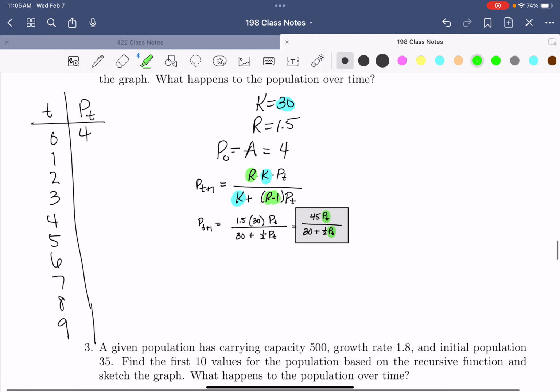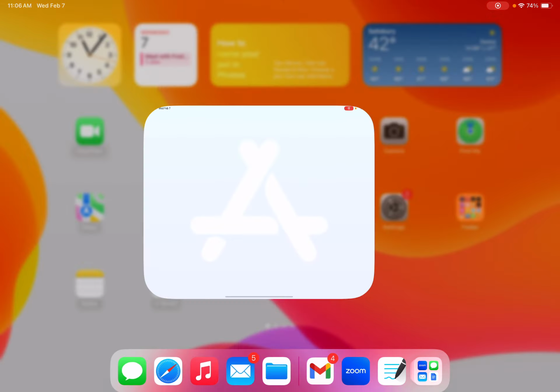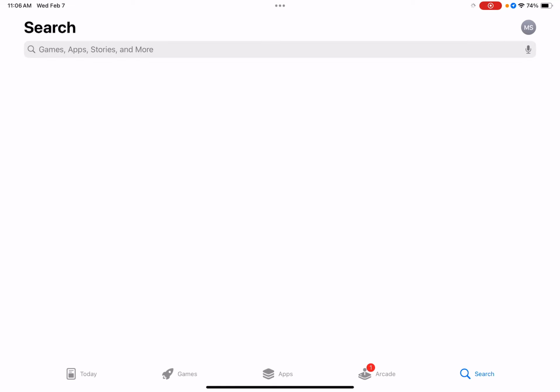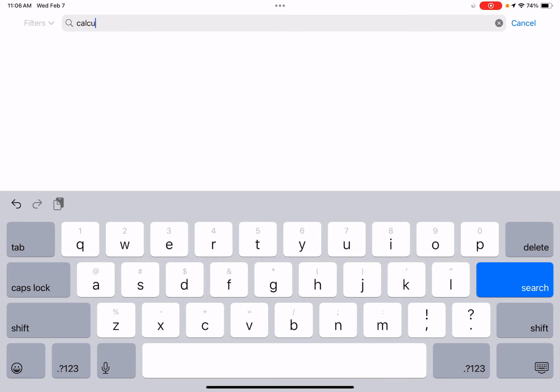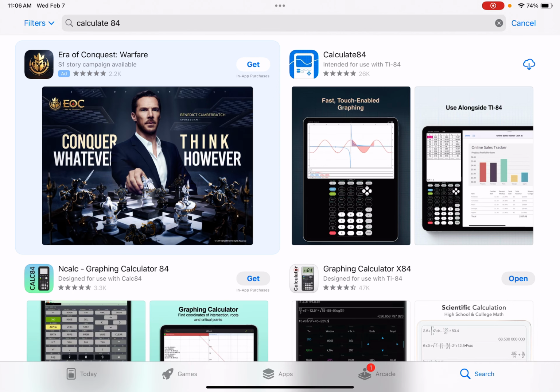Okay. Now I am going to show you how to do that. And the easiest way to do that is by downloading an app for you. Your best bet, if you don't have a graphing calculator, is to go to the App Store, and we are going to download Calculate 84. There it is. It's the blue one over here on the top right. I've already downloaded it on my phone, so I can just download it here.